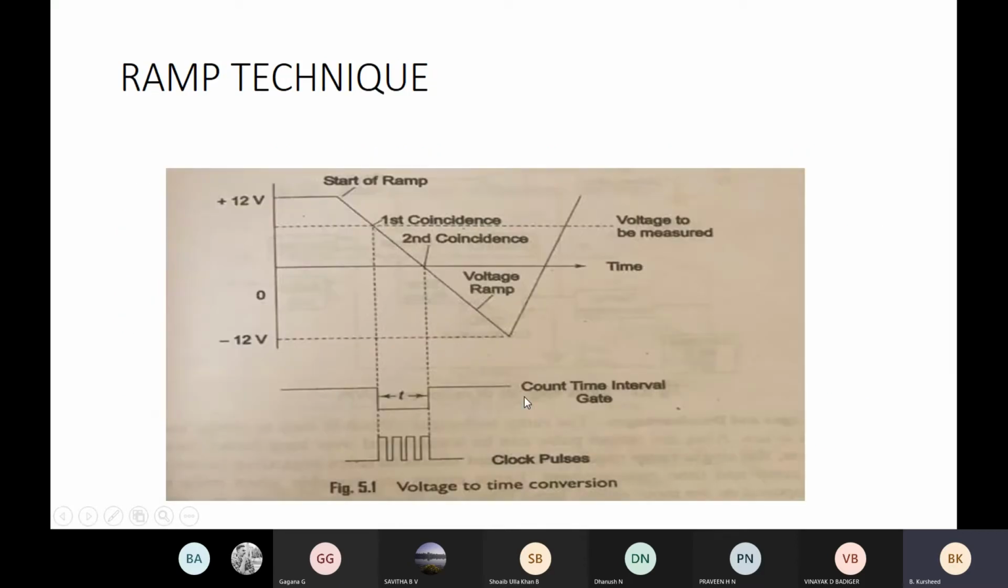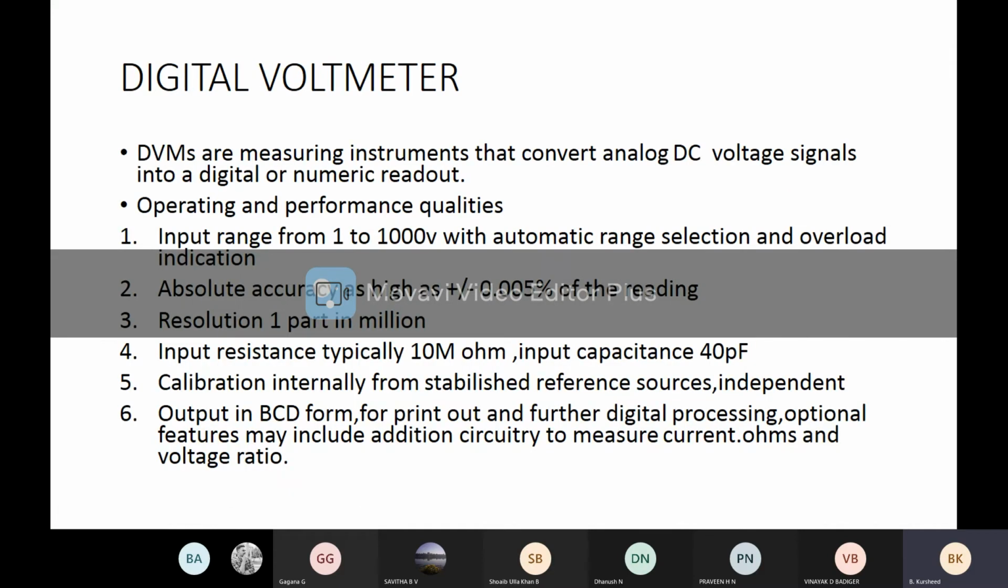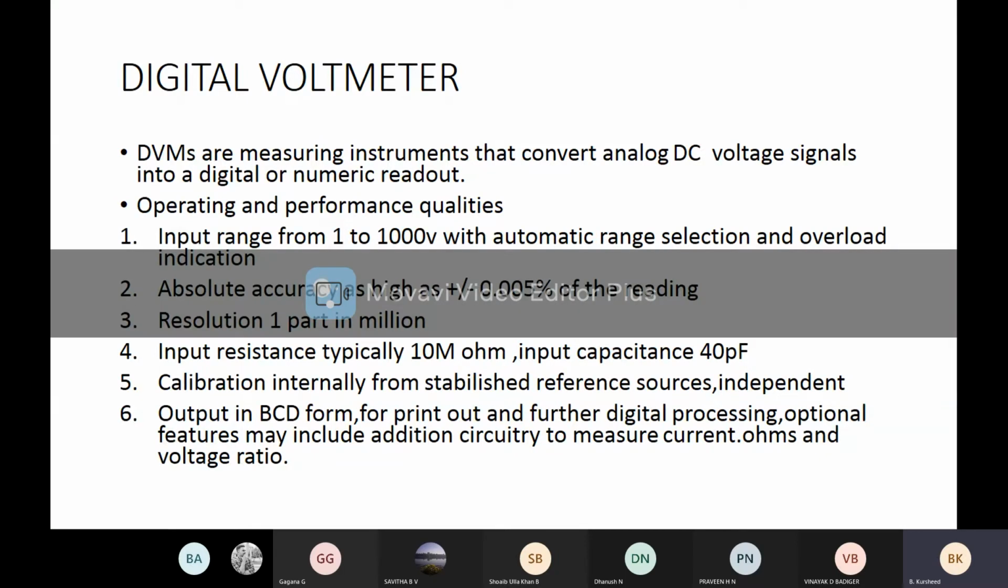As yesterday only 5 students were there, I am just briefing and moving to the next topic. Then the output will be in BCD. BCD means binary coded decimal numbering system, which means the output will be in the form of decimals, like 5, 10, 1, 2, 25, 35, 45, which humans can understand. So completely, when you are telling about a digital voltmeter, it is the one device.